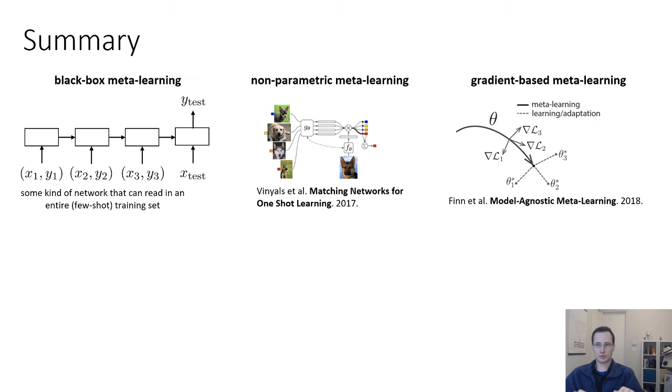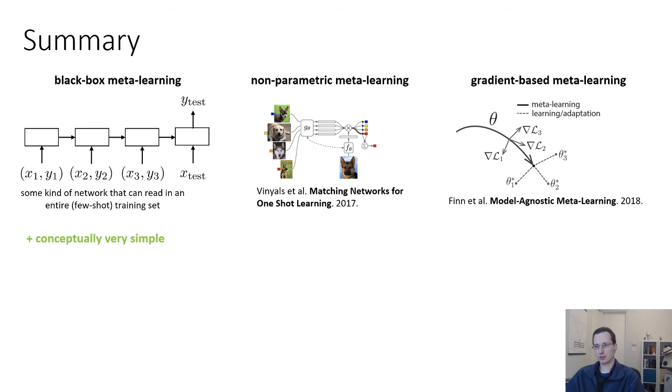Okay, so to summarize, we learned about three classes of meta-learning methods: black box meta-learning methods, which use some kind of sequence model to read in the training set; nonparametric meta-learning methods that embed all the training points and do some variant of soft nearest neighbor to match them up to the test point; and gradient-based meta-learning methods, which adapt to a new task with fine-tuning, and then during meta-training they train parameters so that that fine-tuning process works very well. Now, these three classes of approaches have a number of trade-offs.